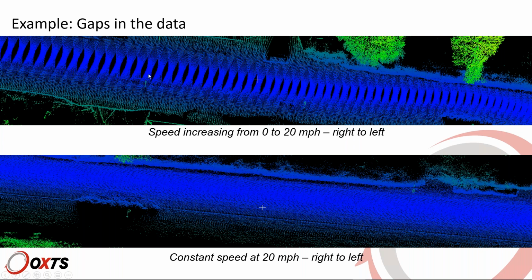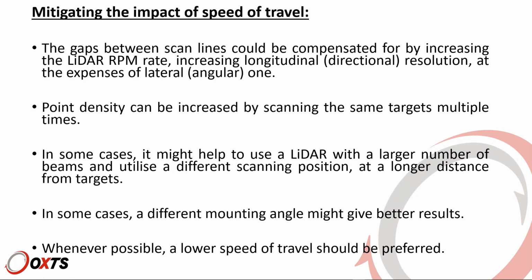If at this point you can have more beams, so more scan lines, say 32 instead of 16, you would at that point halve that distance. So that could be a way of doing that. You could benefit from having a LiDAR with more channels, provided you use it sensibly. You just don't use it in exactly the same way as you would use a LiDAR that has fewer beams.